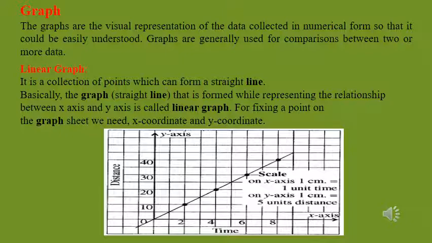So linear graph is nothing but a collection of points where after plotting the graph we get a straight line which shows x-axis and y-axis in this linear graph. So the point fixed on the graph we need to represent by x coordinate and y coordinate.